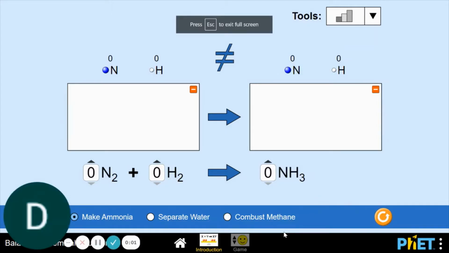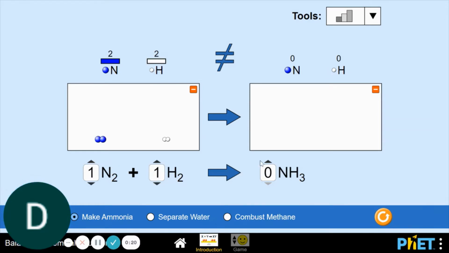I'm going to teach you how to balance equations. So I'm going to do a few examples on paper, but before that, I'm going to show you this simulation. So here we have a chemical reaction. We can see there is nitrogen reacting with hydrogen to make this compound here, which we call ammonia. So let's add one of every molecule and see what happens.